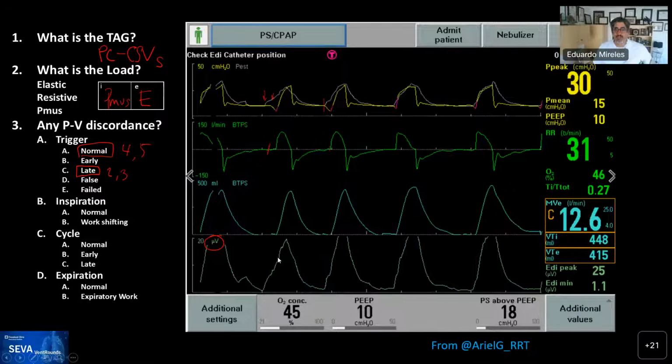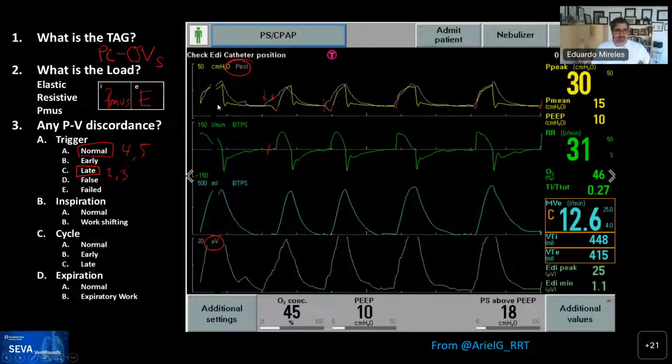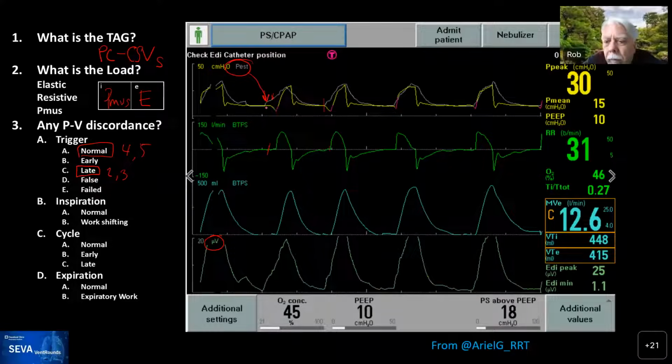Now, during inspiration, many of you recognized the work shifting. So there's some degree of work shifting, and what that means is the effort, and I'm using this again, although it's the pressure, I'm using it as the EDI. There was activity, and we should have been pressurizing the system during that period of time. So I'm just going to highlight here the area of discrepancy between these two, which is the area in which there was work by the patient, but there was no response of pressure by the ventilator.